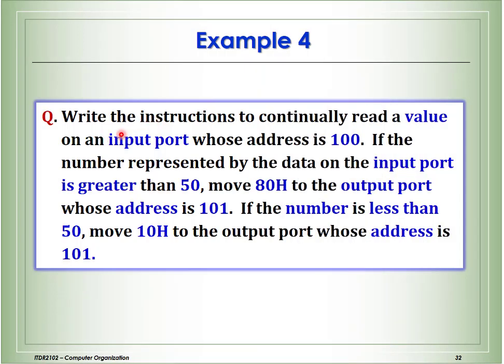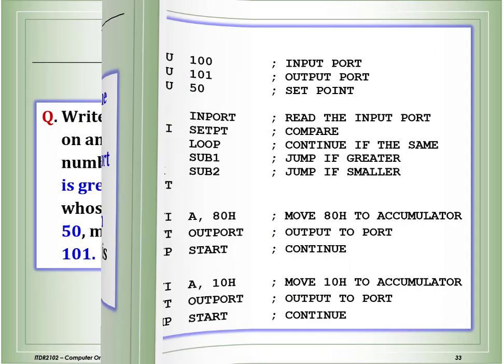First of all we will read it. Write the instructions to read a value on the input port whose address is 100. If the number represented by the data on the input port is greater than 50, move ATH value to the output port, and the address of the output port is 101. If the number is less than 50, move 10H value to the output port, whose address is the same, 101. Okay, let's see the program.